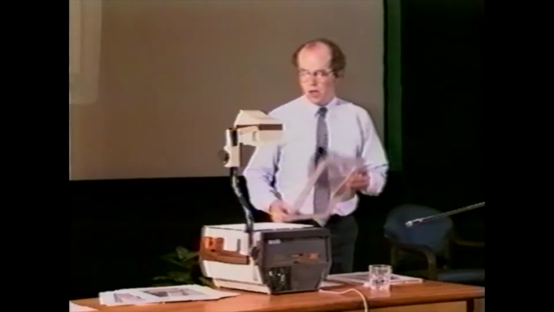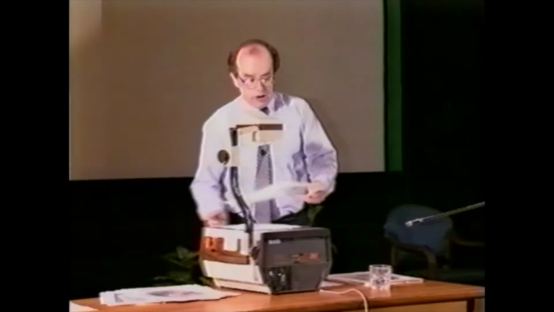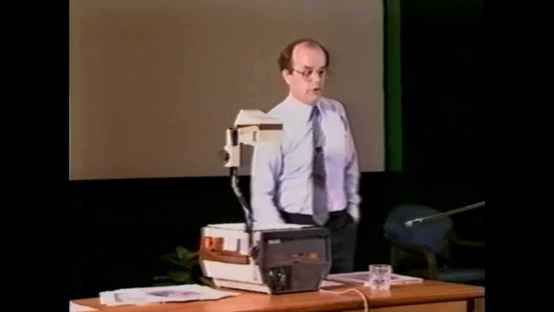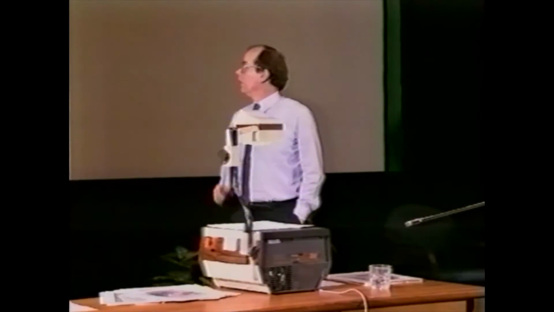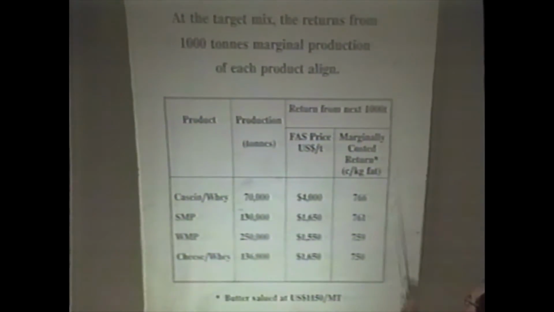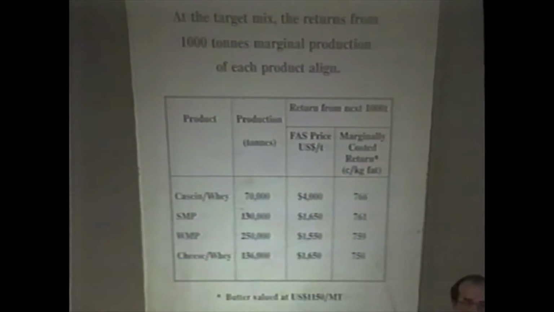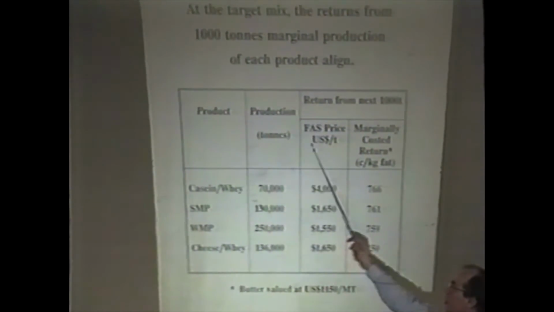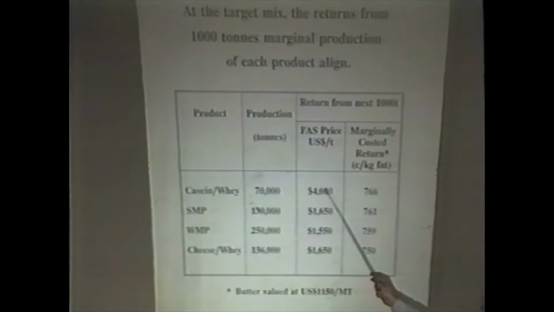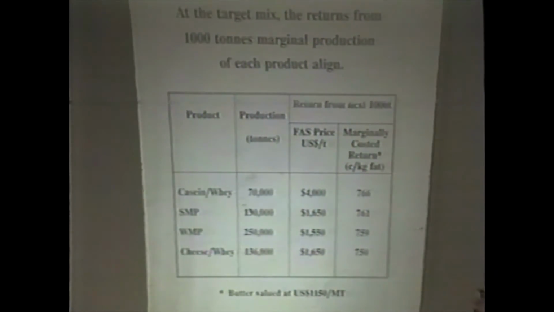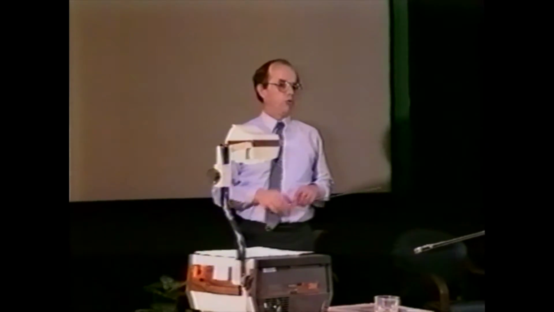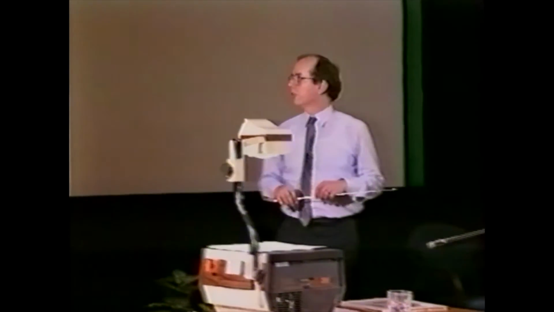Just to show how we managed last season, this was the picture in February, March, looking at the returns we would get from the next 1,000 tonnes of product in each class. With casein, we made about 70,000 tonnes. The last 1,000 tonnes was selling for $4,000 a tonne, and the contribution to the industry was $7.66. That compares to a farm gate price on a fully absorbed basis of about $5.